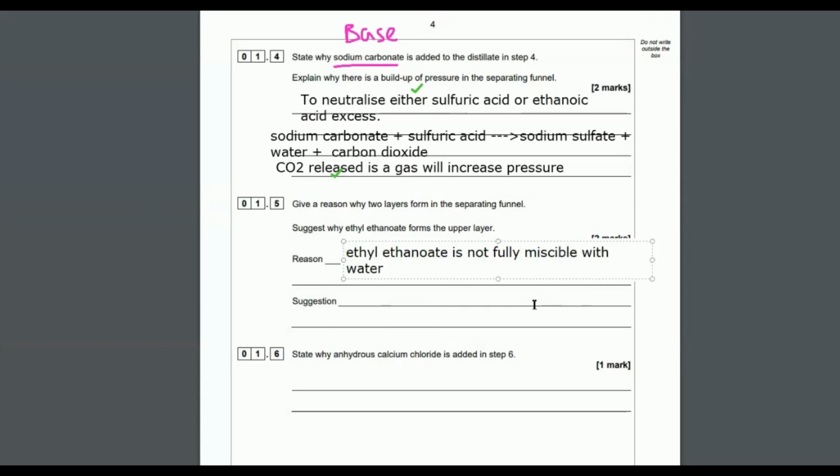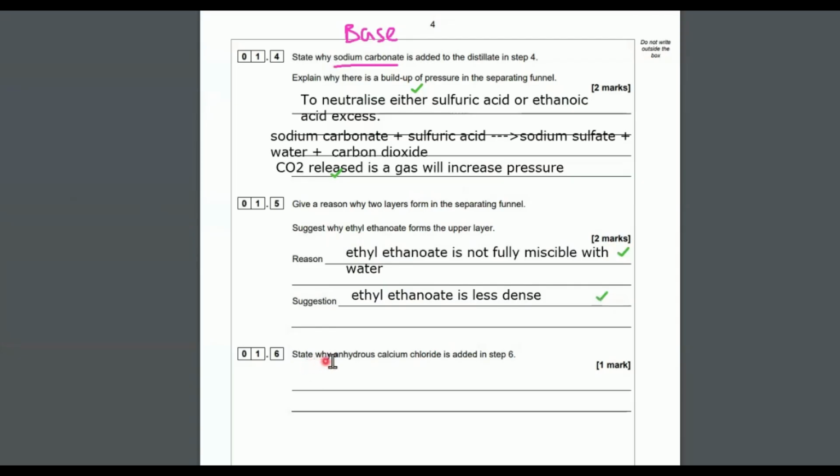Okay. So we get 2 layers and why would ethyl ethanoate go on top of the water? So ethyl ethanoate is the less dense layer. So you normally get layers formed when one substance is less dense than another, then it's going to float on top. So ethyl ethanoate is going to be less dense. That would be our suggestion. Right.